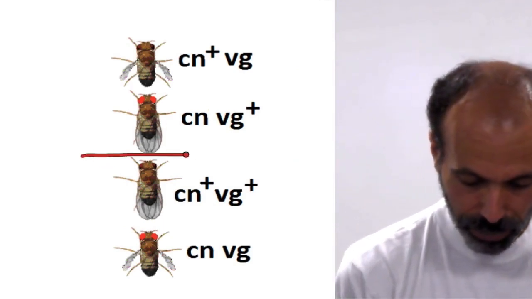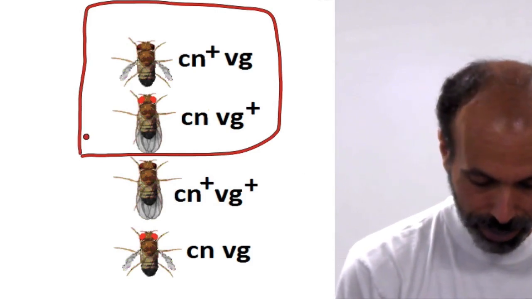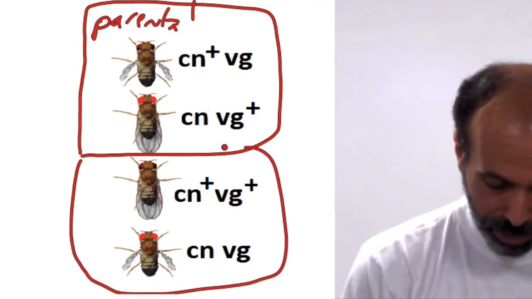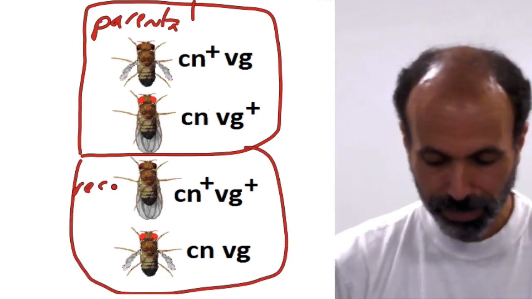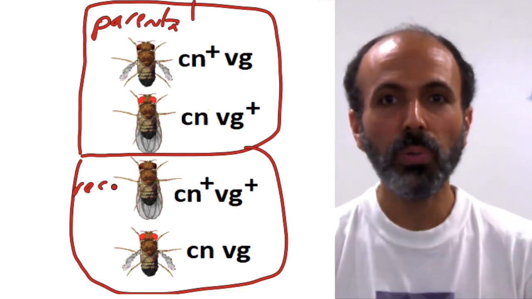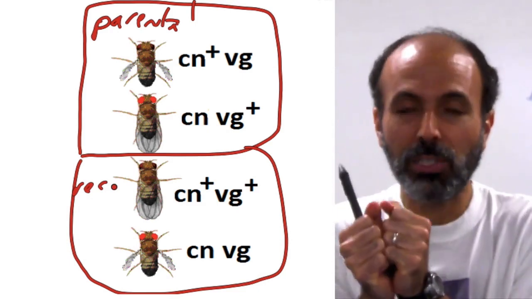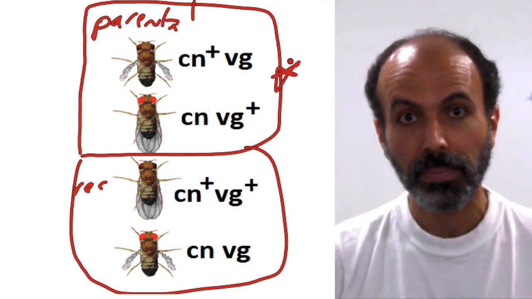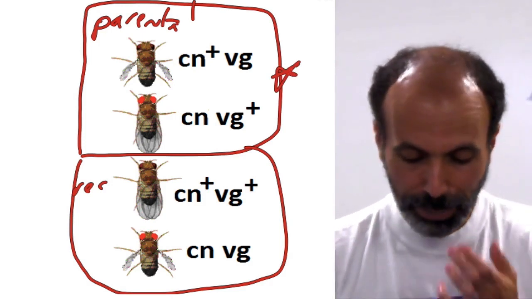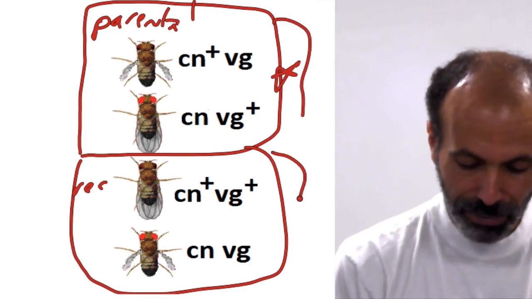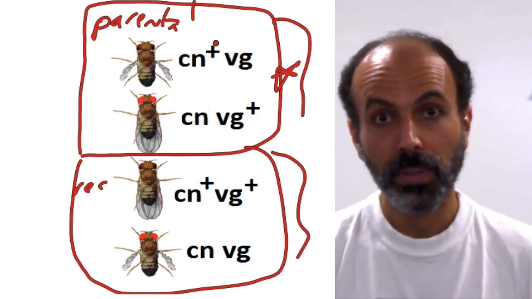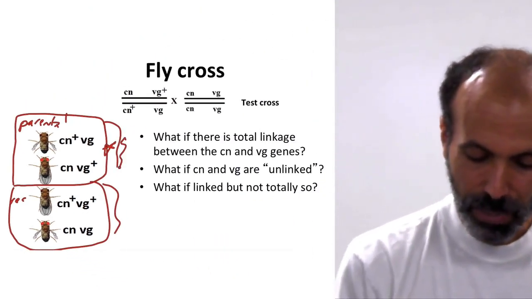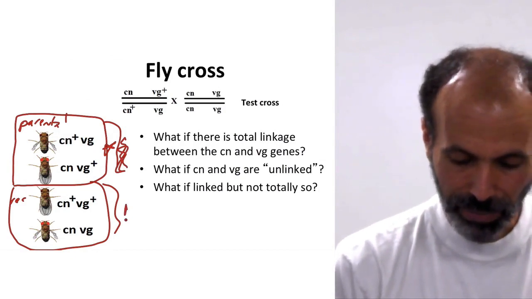These top two depict what would happen in the context of just getting parental types. The bottom two depict the recombinant forms. So what if there was total linkage? What if the CN and VG genes were right next to each other? What would you get? If there's total linkage, you'd only get these two forms, right? If CN and VG were completely unlinked, you would get half these forms and half these forms. So maybe a quarter of each of the lines there. But what if they are linked but not totally so? That's when you get mostly these and a little bit of these.